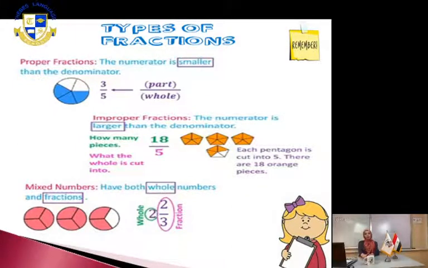And the last type of fraction is the mixed number. What is the meaning of a mixed number? A mixed number is a whole number and a proper fraction, like that. We have here 2 and 2/3. 2 here is a whole number and 2/3 is a proper fraction. Okay, that's called a mixed number.